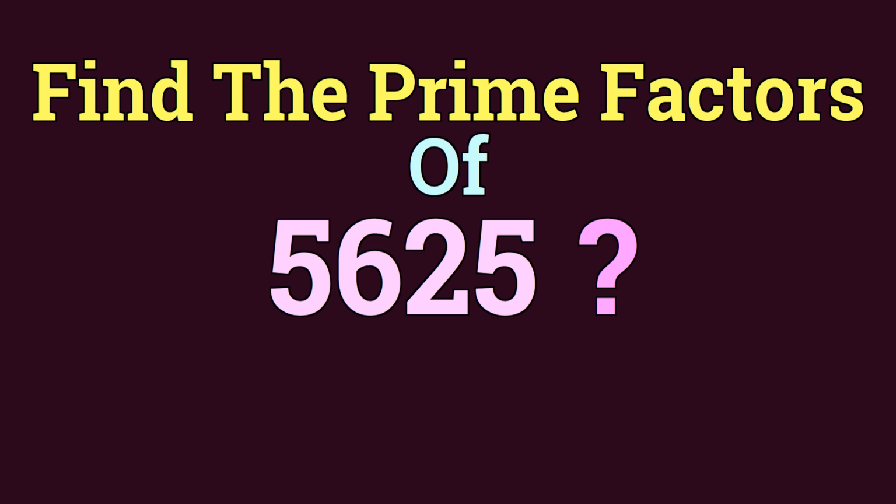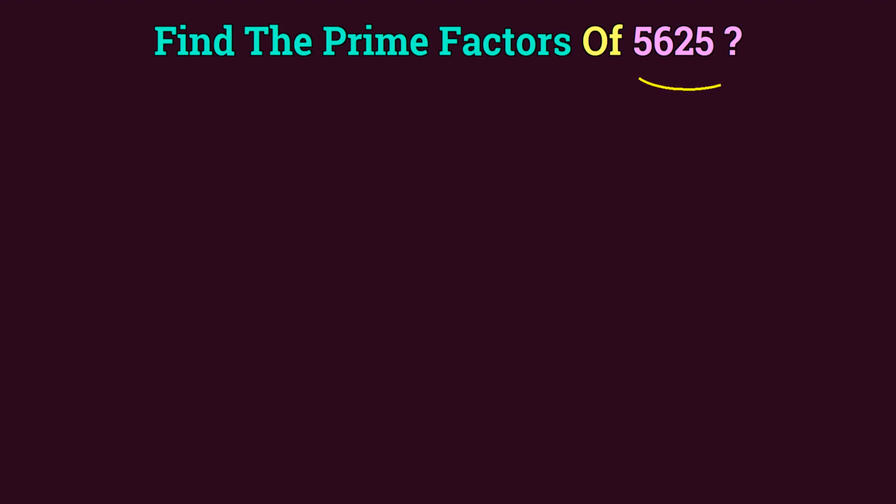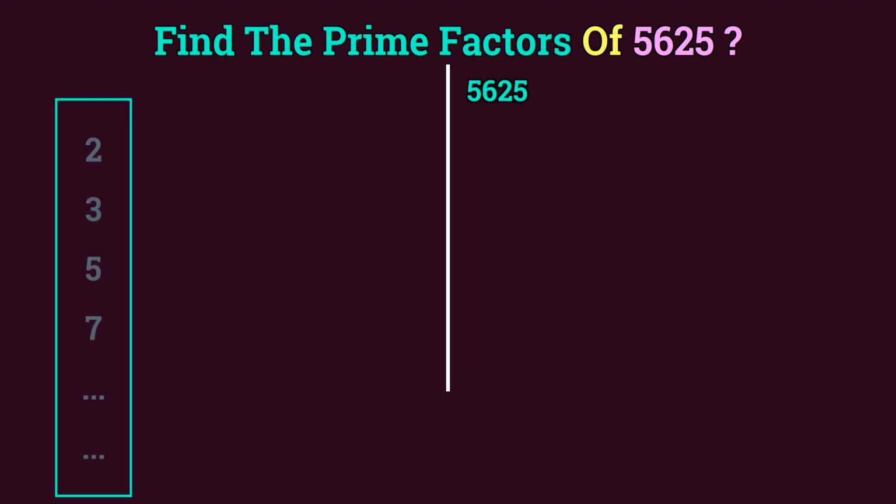In this scene, we have this number 5625 and our goal is to get its prime factors. Let's start the solution. Now put down our 5625. Then draw a vertical line.